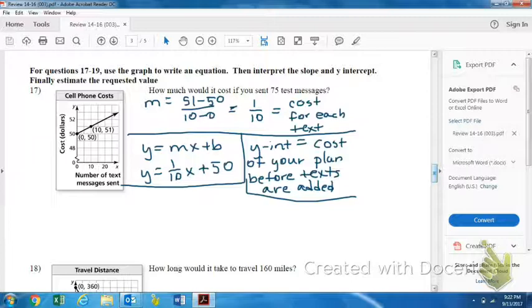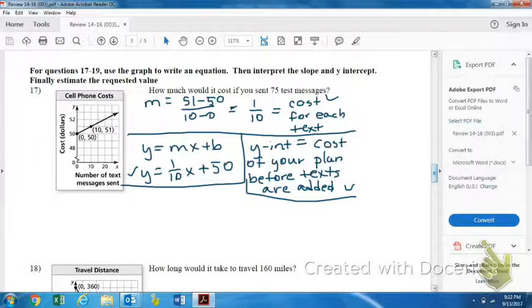It says to use the graph to write the equation. We did that. Interpret the slope. We did that. And y-intercept. We did that. Finally, estimate the requested value. How much would it cost if you sent 75 text messages?